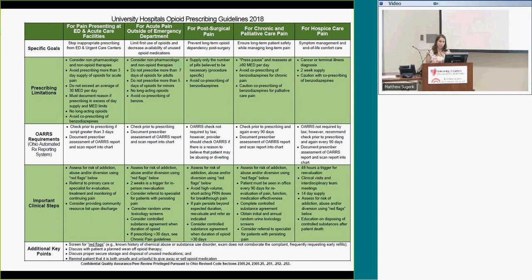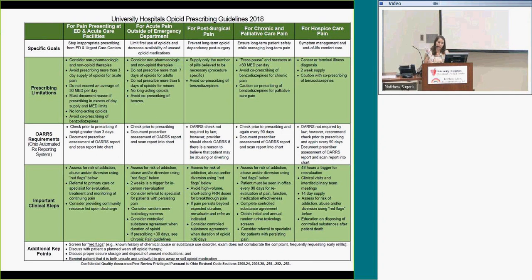Going off of this, since I do a lot of post-surgical pain, your goal is to prevent long-term opioid dependence. Your prescriptions should supply only the number of pills believed to be necessary, and watch the co-prescribing of benzodiazepines. I think that makes sense, but sometimes that's hard, especially with a large orthopedic surgery. Make sure we're spacing out the benzos and the opioids when patients are at home so they're not getting too sleepy.